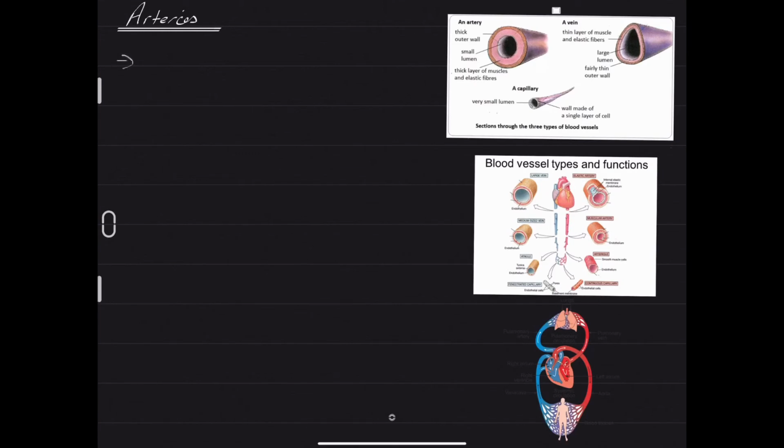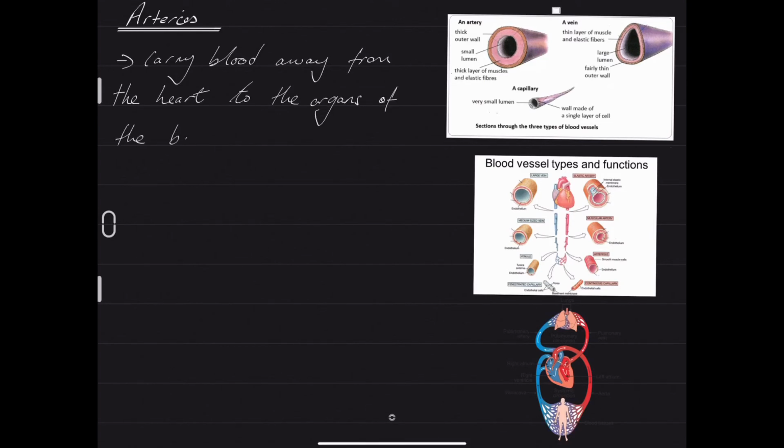Arteries carry blood away from your heart to the organs of the body. So, arteries carry blood away from the heart to the organs of the body.